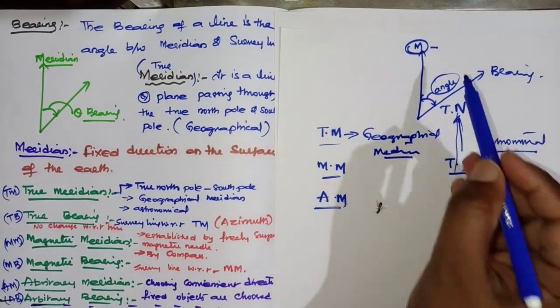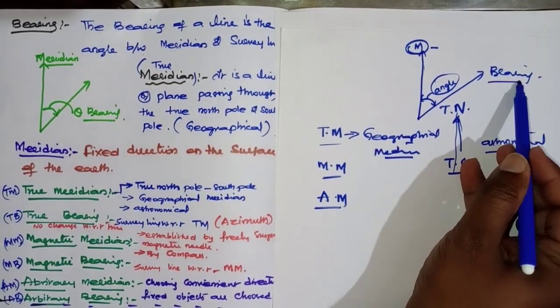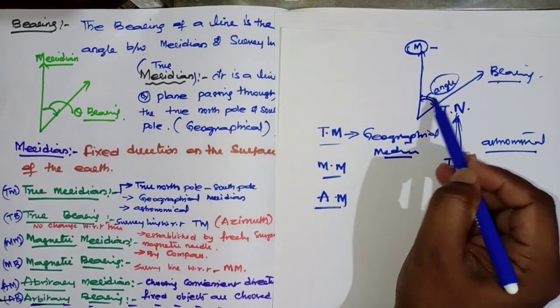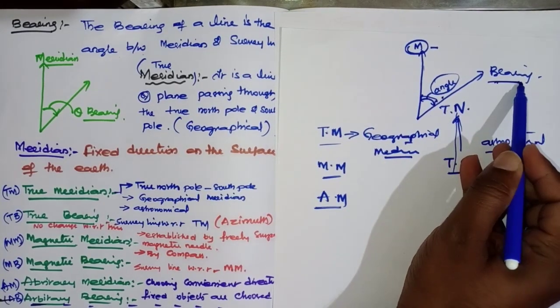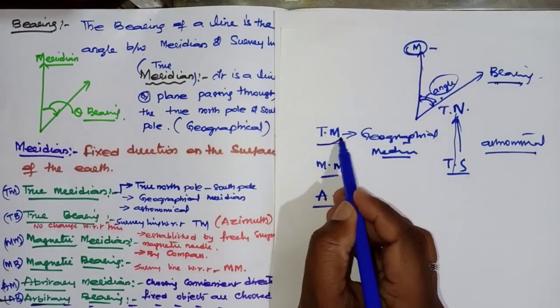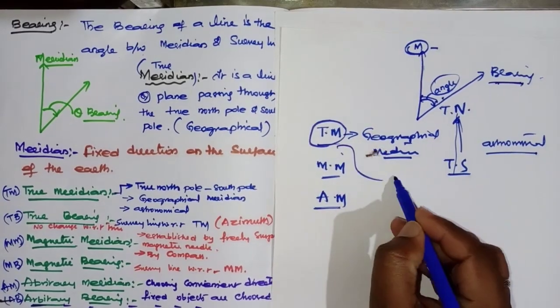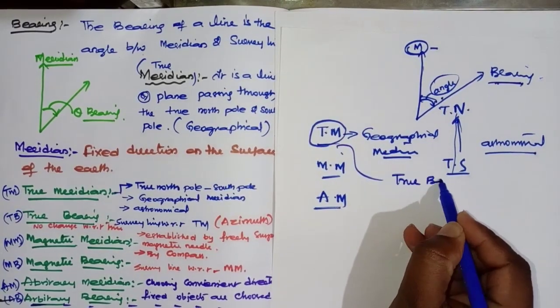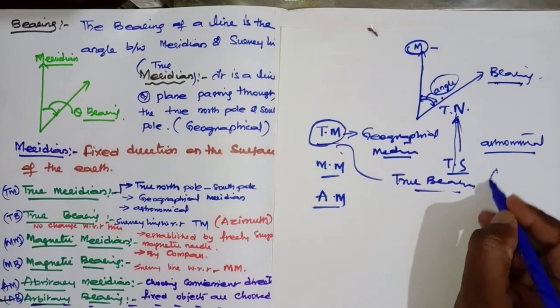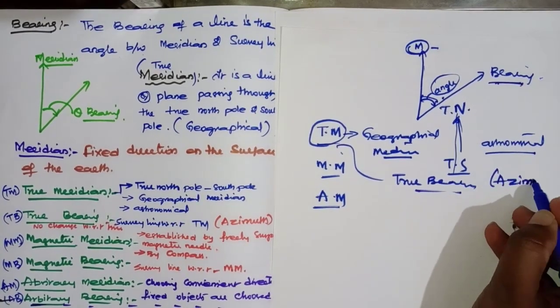And we have seen already what a bearing is. Bearing means any angle made with reference to some meridian. Now if the bearing is made with respect to the true meridian, it is called the true bearing, which is also known as azimuth.